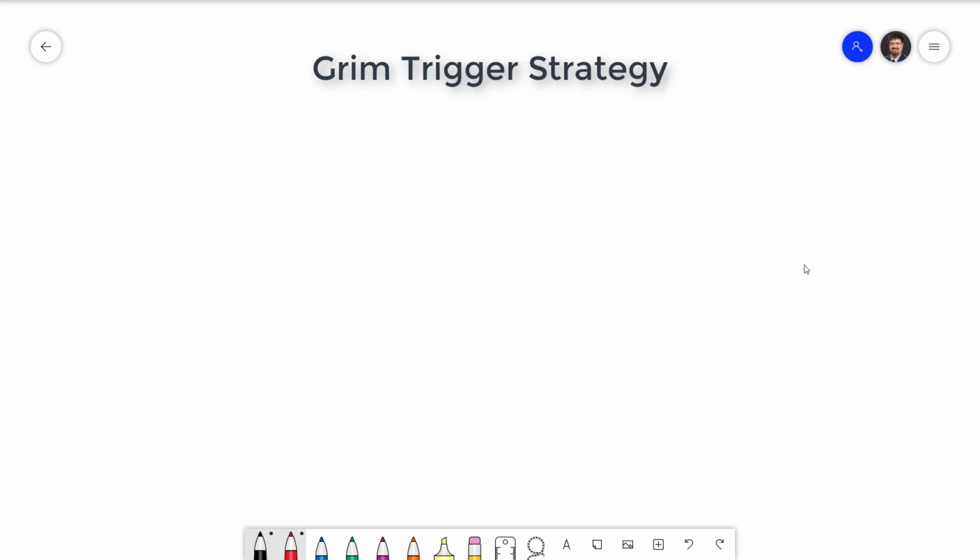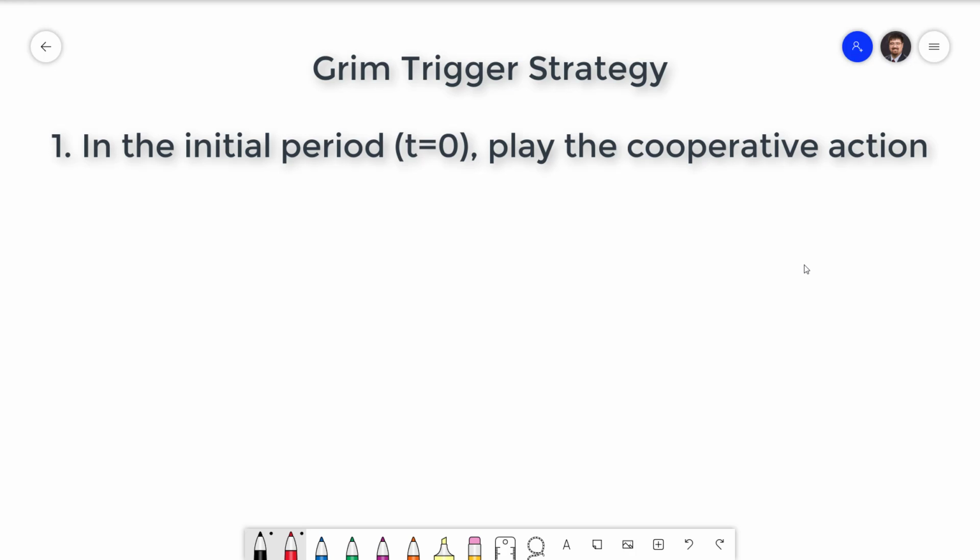Consider a new strategy called the Grim Trigger strategy. Grim Trigger has three parts. Number 1, in the initial period, which we call t equals 0, play the cooperative action. In the pricing game we've been talking about, that involves charging the high price of $4, but in the classic prisoner's dilemma, this is staying silent.